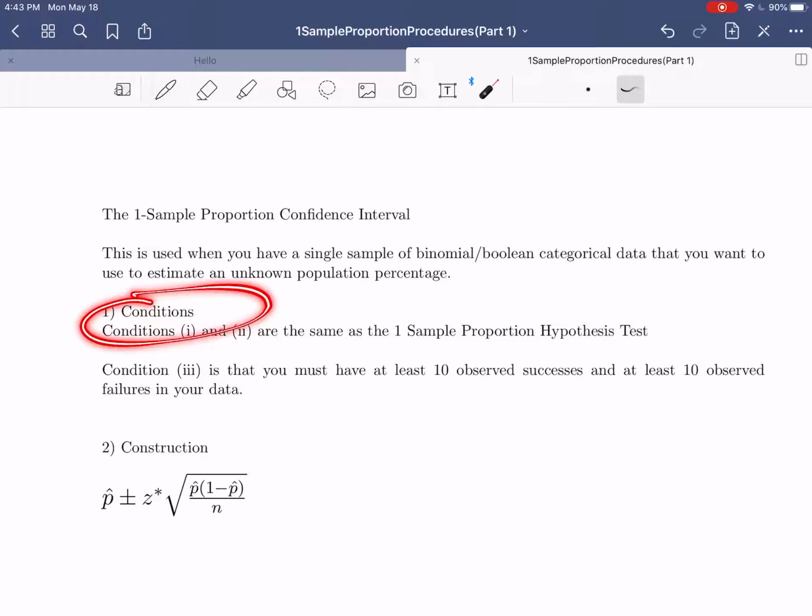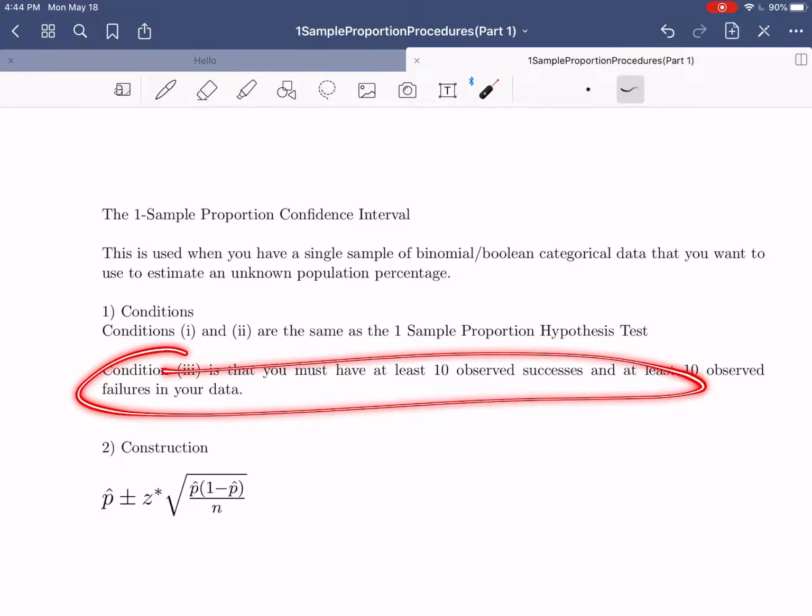So the conditions for the confidence interval are a little special here. This is the one time in our course where the conditions for the confidence interval are a little bit different than the conditions for the hypothesis test. You'll notice here that it says that conditions 1 and 2 are the same as the one sample proportion hypothesis test. That means that the data still has to be random and representative, and the sample size still has to be less than 5% of the population size.